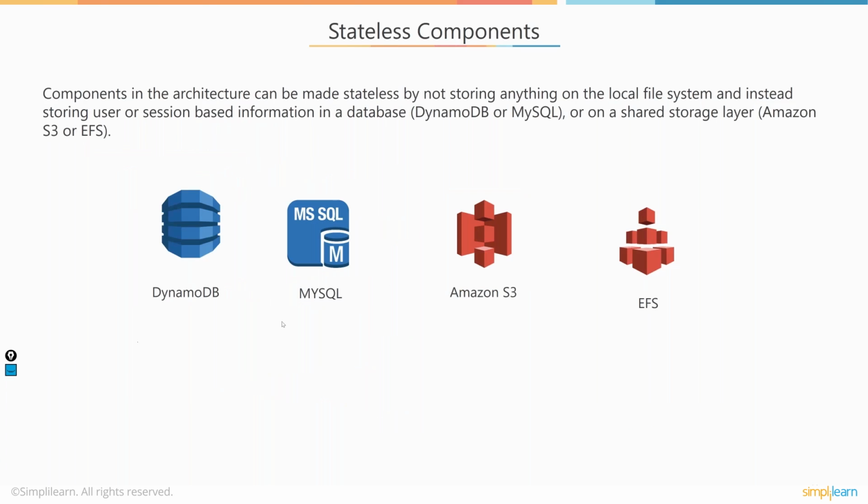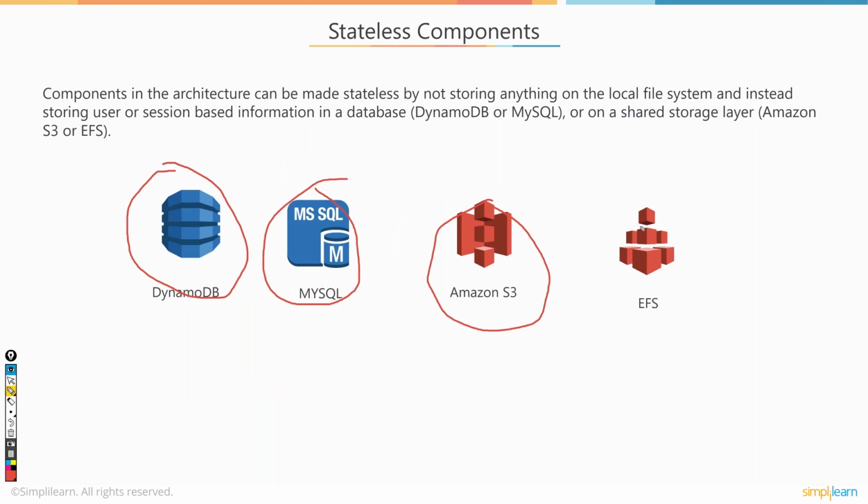So that's it here. And then we have stateless components. We can define them as DynamoDB, which is stateless. We have a MySQL server. We have Amazon S3, and we have EFS. Components in the architecture can be made stateless by not storing anything on the local file system, and instances storing user or session-based information in the database, like what I just mentioned, which means all those actually are stateless.